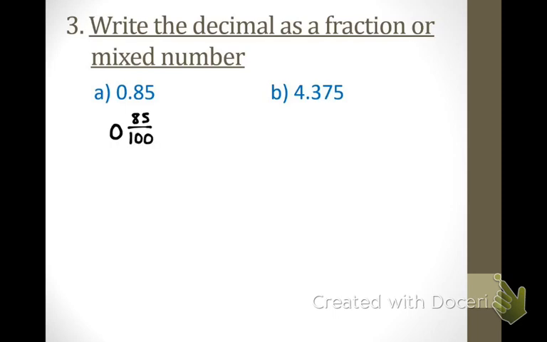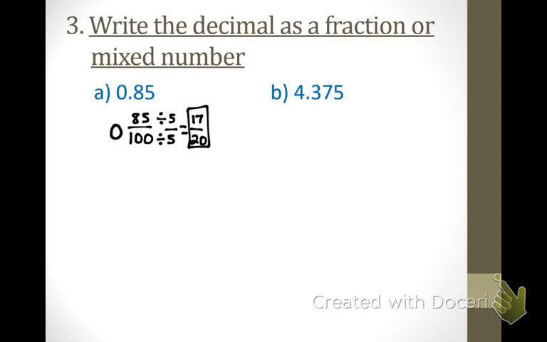Okay, now remember, we always put things in simplest form. So what number can go into 85 that can also go into 100? 5. Okay, you can choose that every time because it ends in a 5 and a 0, and we always know that a 5 can go into anything that's a 5 or a 0. So you're going to divide by 5 on top, and then you've also got to divide by 5 on the bottom. Put that in your calculator. When you do it, what do you get? 17 over 20. So that is how you write 0.85 as a fraction.